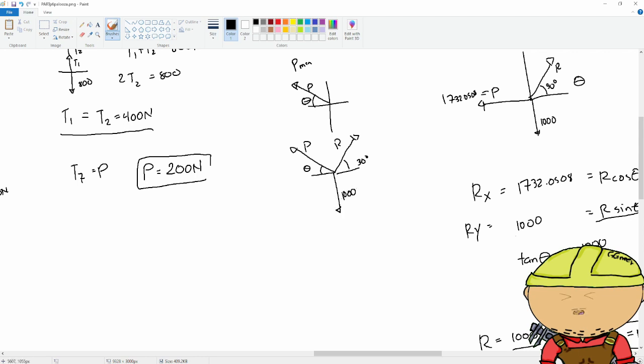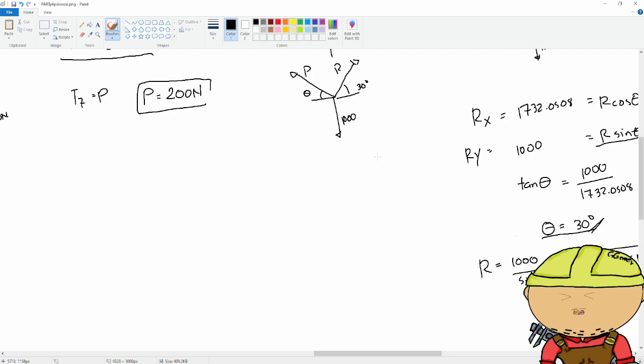There are three unknowns in the system. We're not going to be able to solve for this. So what do we do now? Let's make a triangle. 1000 pounds going downward. We know the angle of R, 30 degrees.